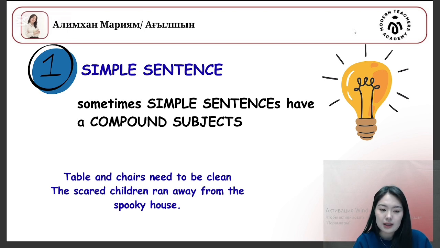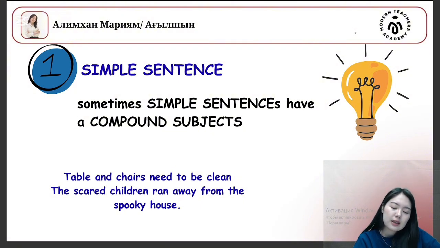Let's look at the second example: The scared children ran away from the spooky house. Even though it's a long sentence, we still determine it's a simple sentence because it has one subject and one verb. Let's look. Children. Who? Children ran away. What does the subject do? Ran away from the spooky house.